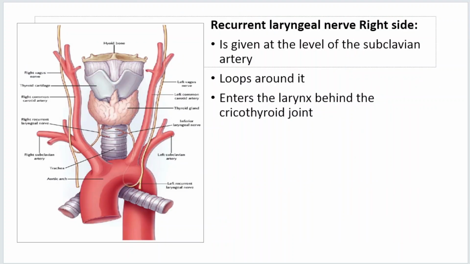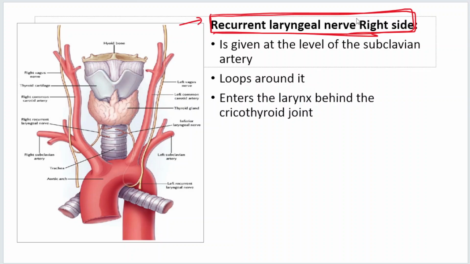Now coming to the recurrent laryngeal nerve. Recurrent laryngeal nerve has got a different course on the right side and the left side. Superior laryngeal nerve has got the same course on the right side and left side. So recurrent laryngeal nerve is special. On the right side, it is given at the level of the subclavian artery. So here we have the recurrent laryngeal nerve. It is coming down, and at the level of the subclavian artery, it is looping around the subclavian artery and passing in between the trachea and the esophagus to enter into the larynx.